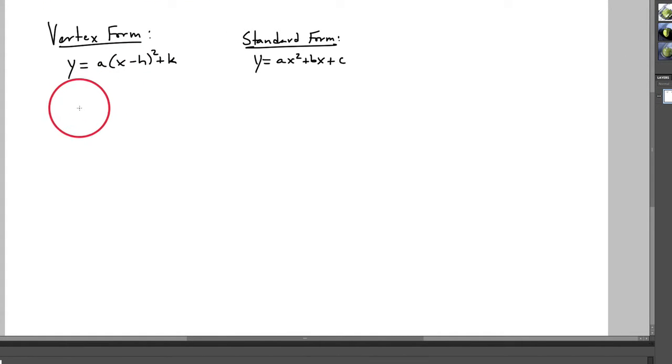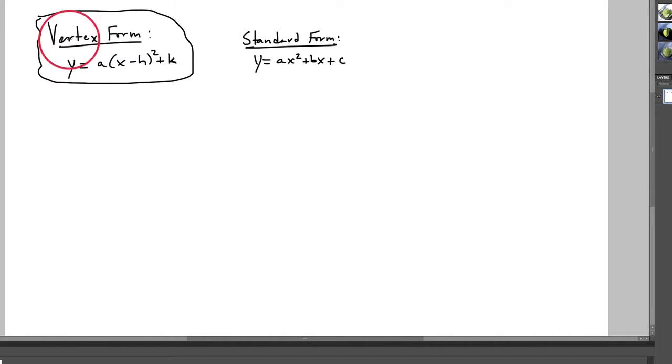Okay, let's take a look at vertex form for a quadratic function. That is to say, this form right here on the left, we say that y is equal to a times the quantity x minus h squared plus k, as opposed to our normal standard form for a quadratic function, which is polynomial form, ax squared plus bx plus c, where all of our exponents go in decreasing order.